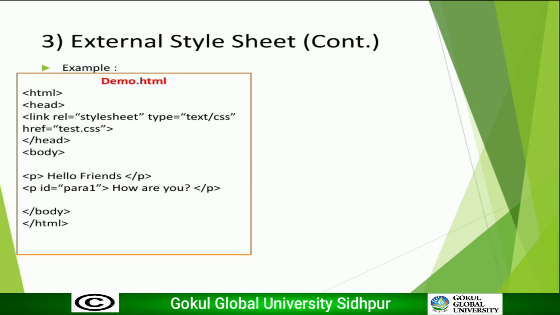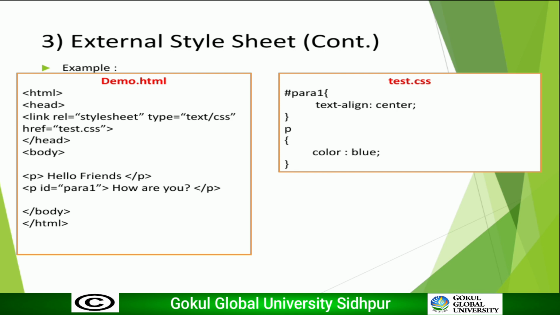See the example of external CSS. Here we see the external CSS file test.css, which contains the ID para1 with its value and the p element with its style sheet. See the example demo.html. Here we link the test.css in demo.html.